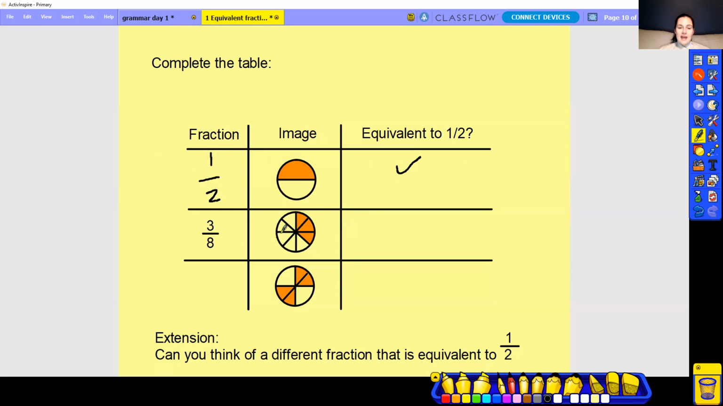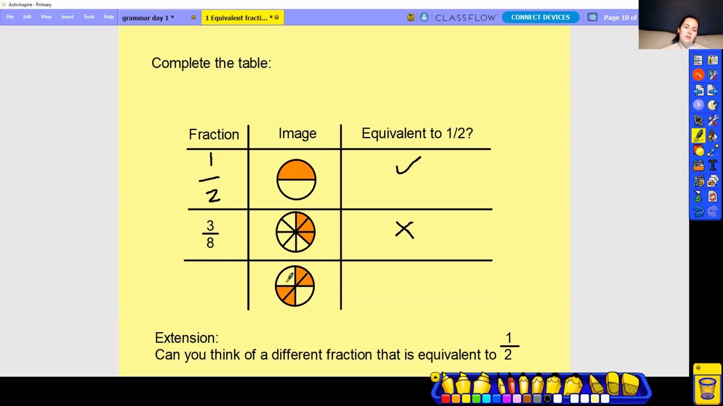So then we've got 3/8. Let's look at this one carefully. You've got 3 out of 8. Is it equivalent to half? No, it's not equivalent to half, because you can't change that fraction to make it equivalent. You can't divide 3 by 2, you can only divide it by 3, and neither of them has a number that you can divide both by. So that one doesn't work.